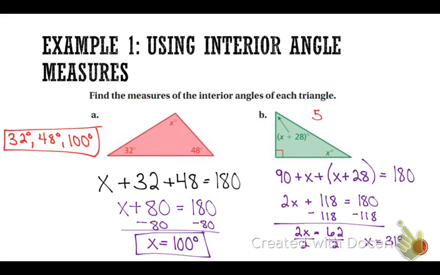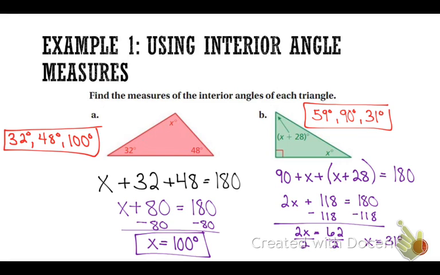90. 90. Okay. And then I also found 31. But then I have to figure out x plus 28. So what I do now is I take this 31 and I plug it in for x. So what's 31 plus 28? 59. So it's going to be 59, 90, and 31, in no particular order. If you write them in a different order, that's fine.